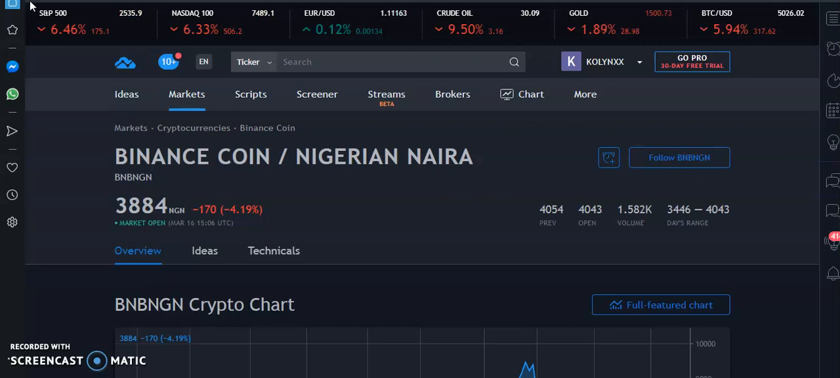Alright, in today's video we are going to talk about Stochastic RSI, Relative Strength Index. That's the meaning of RSI. Today we are going to look at it as one of the technical indicators that we have.